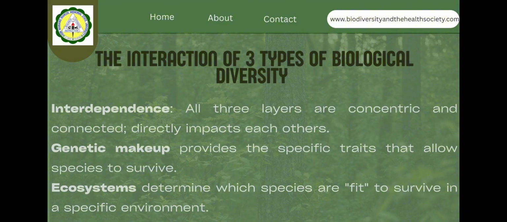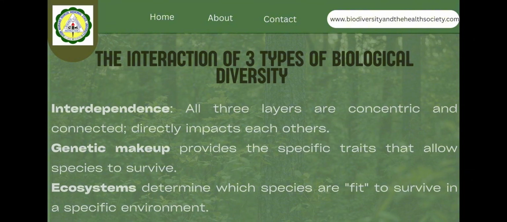The middle layer is the species diversity. This one refers to the variety of different species living within a habitat. This reminds us that these species don't just exist in a vacuum. They are built from the core genetic diversity we just talked about.